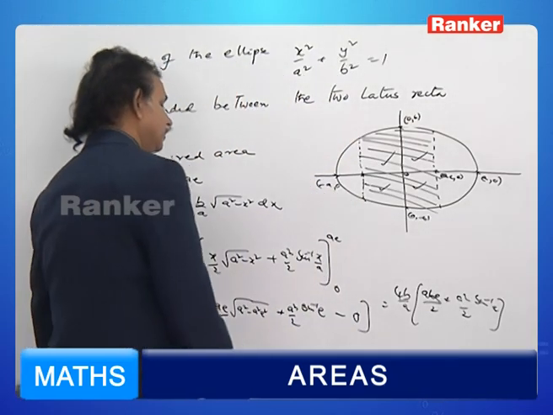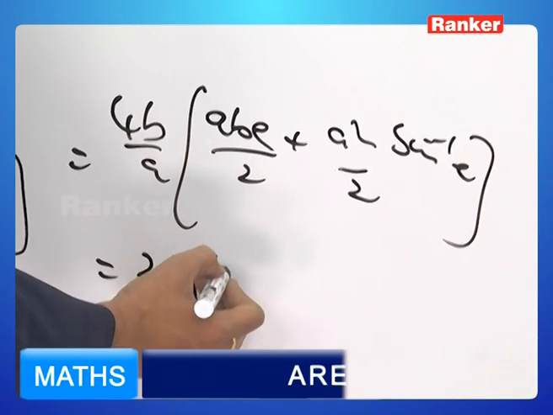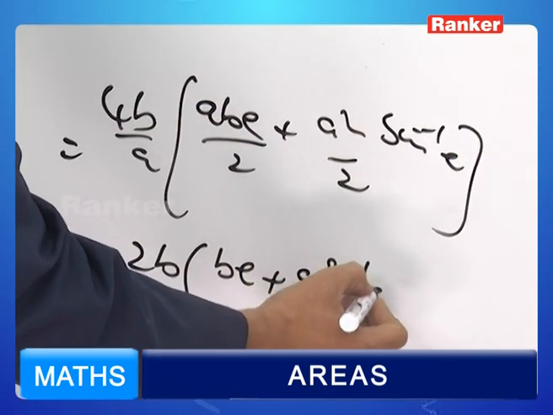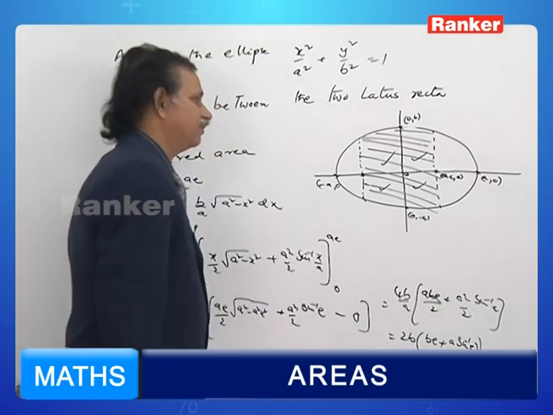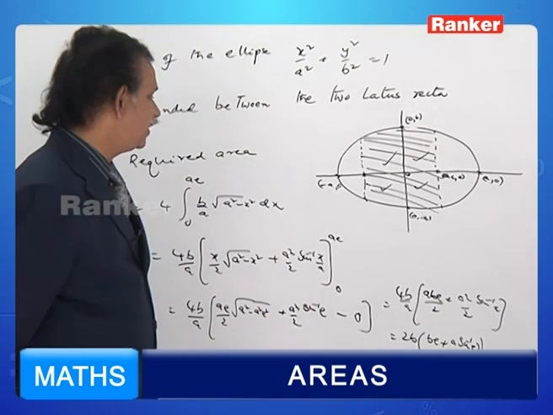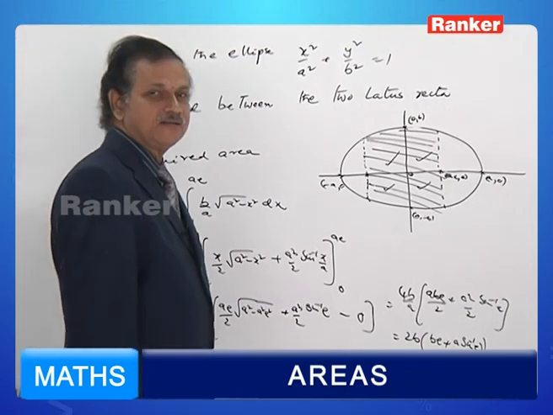If you send a inside, it becomes 2b into b plus a sin inverse e. That gives you the answer. That is the answer between the latus recta. Okay? Like that, you can find the answer.